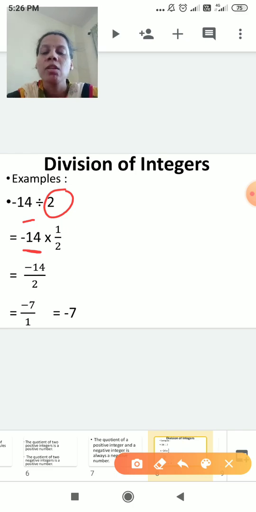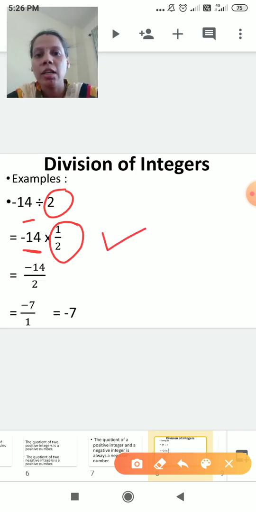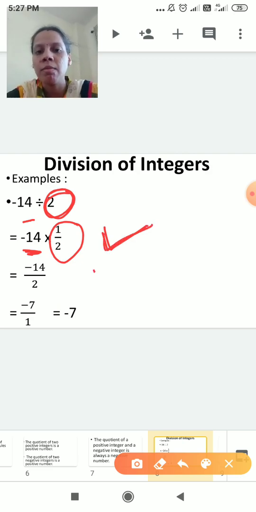Now I hope you are clear with the multiplicative inverse or reciprocal. Last year you have studied. So what is the reciprocal or multiplicative inverse of 2? Yes, 1 upon 2, correct. In the first step, what we had written? First integer as it is, that is minus 14. In place of division, we have written the multiplication sign, and the multiplicative inverse of 2, which is 1 upon 2. I hope you are clear with the first step. Now we'll see the second step here.